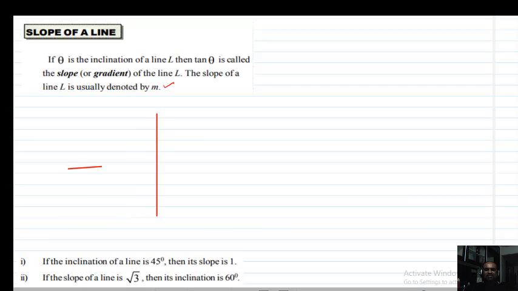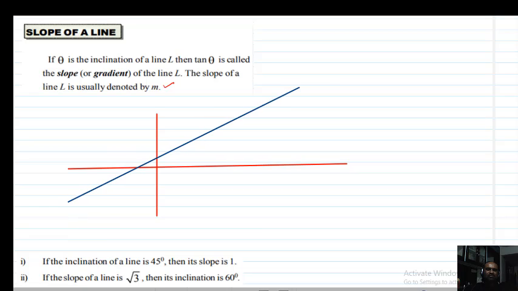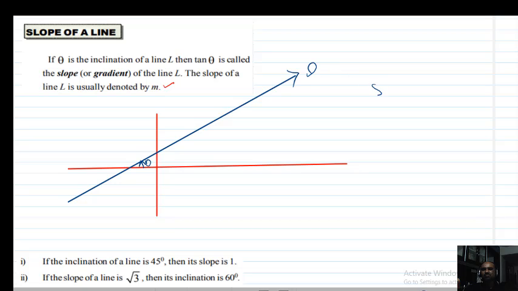This is the y axis, this is the x axis. Okay students, for example, line L is making angle theta with the x axis in positive direction. Then the slope of L, in bracket m, is equal to tan theta. If we want to find the slope of a line, you should know its inclination. Okay.